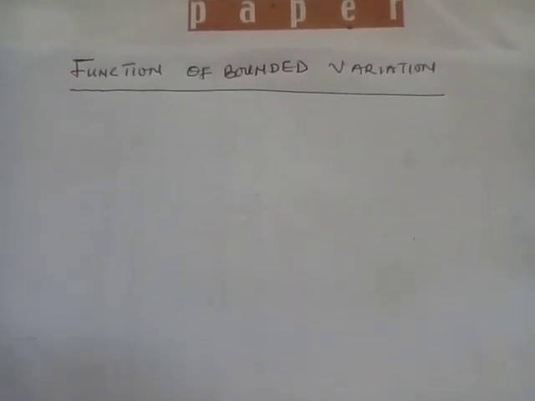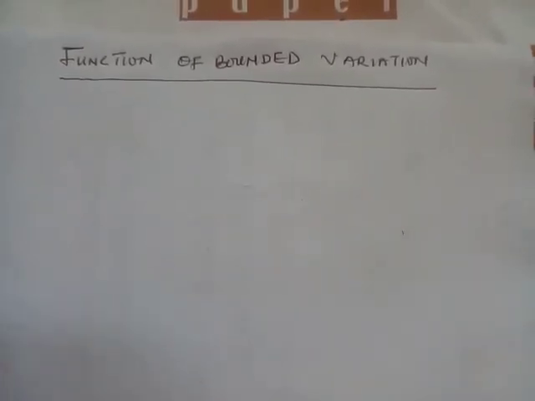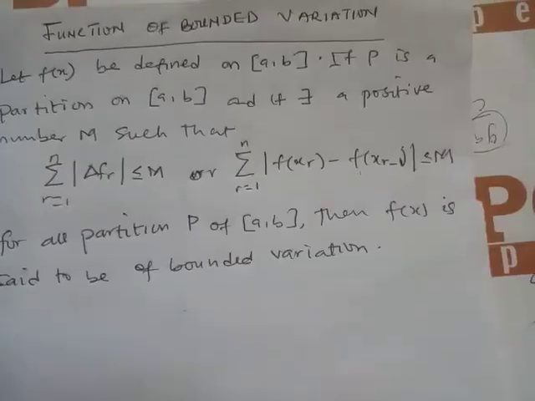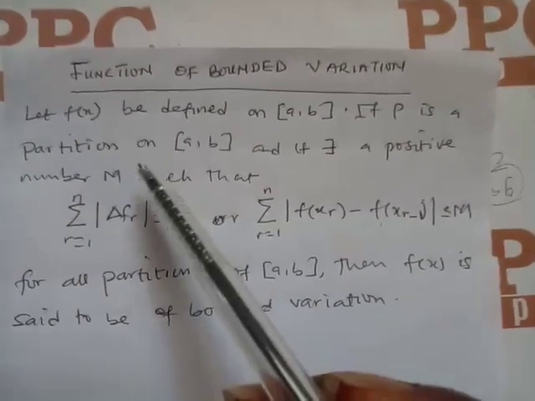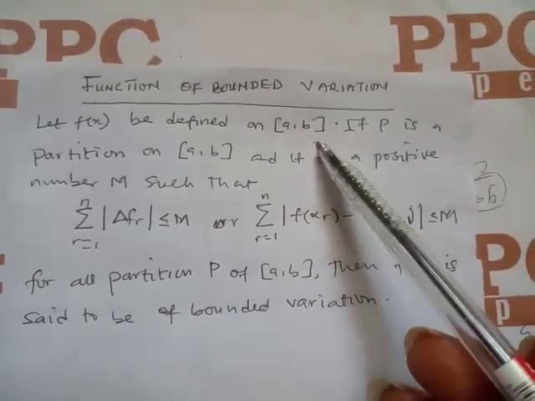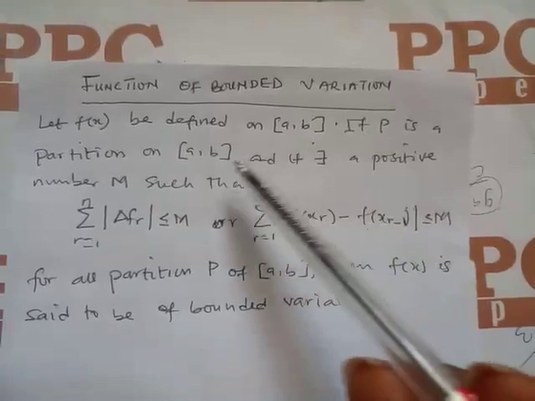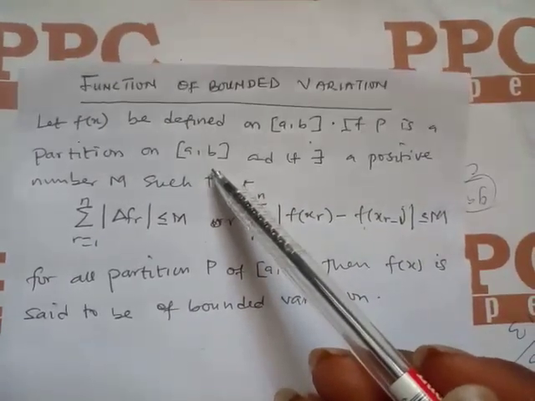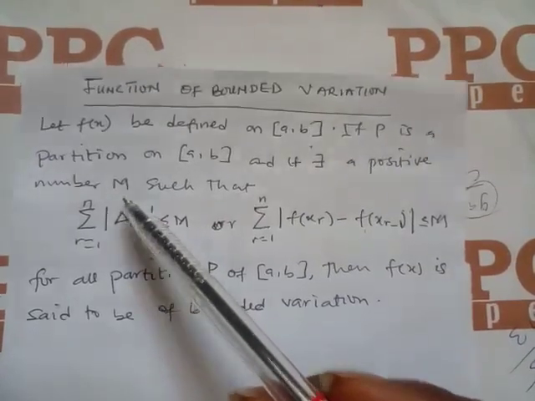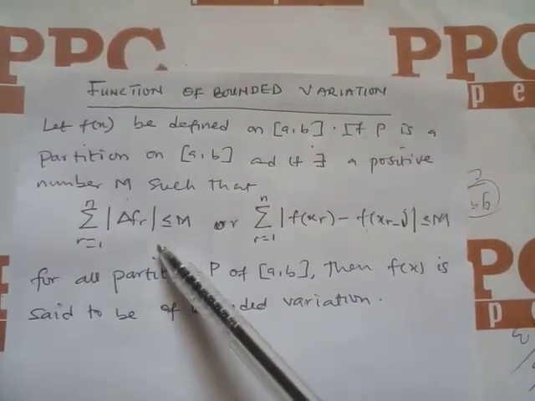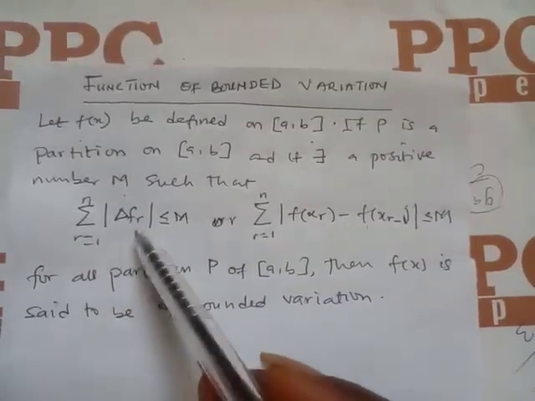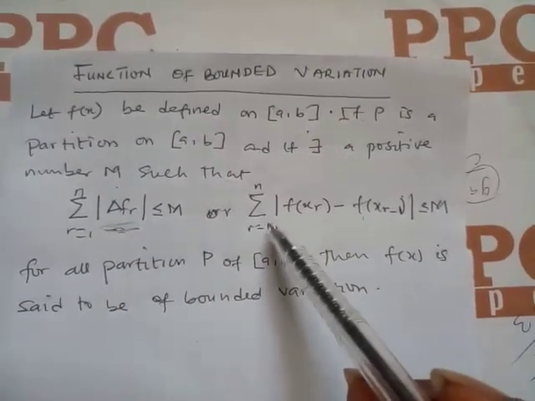Function of bounded variation. So we define a function of bounded variation as follows. Let f of x be defined on this closed interval [a, b], and if P is any partition on that [a, b], and if there exists a positive number M such that this expression is less than or equal to M, and this expression here is just simply this.